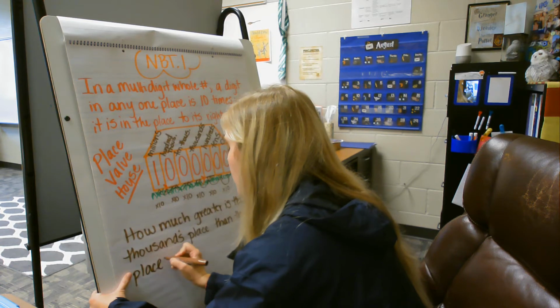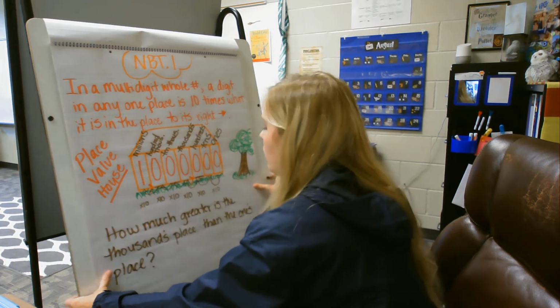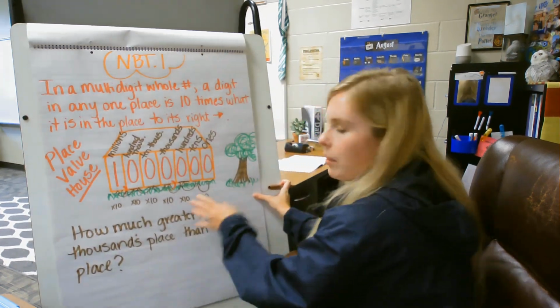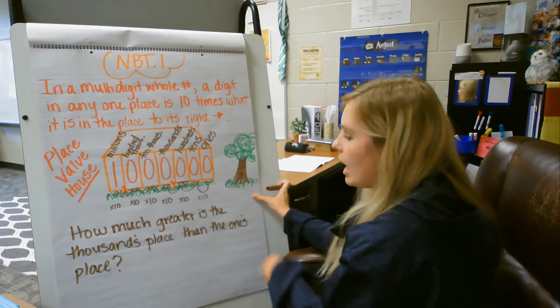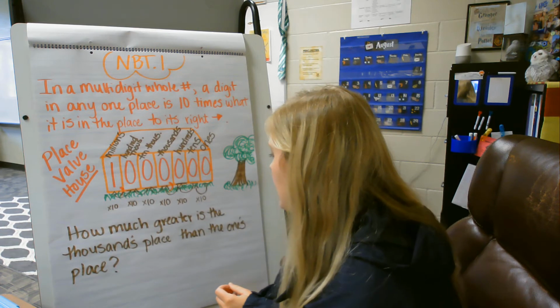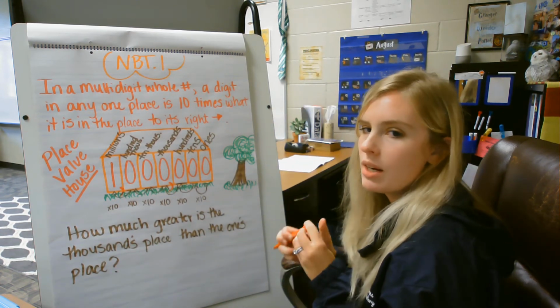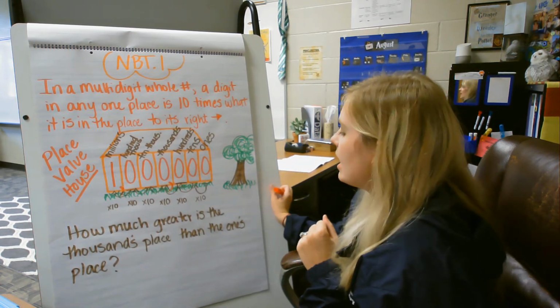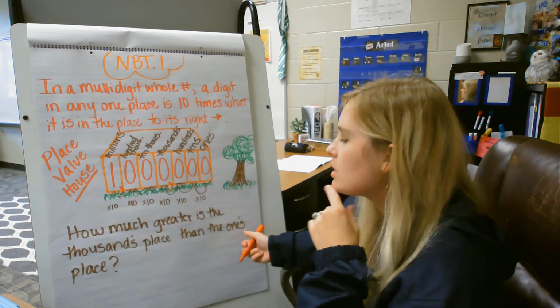Right? If I want to figure that out, I'm going to look at how many jumps I'm making. Okay, so I'm going to use a different color. I'm going to use red because it's a nice bright color. For you, it might look orange. So I'm going to say how much greater is the thousands place than the ones place.